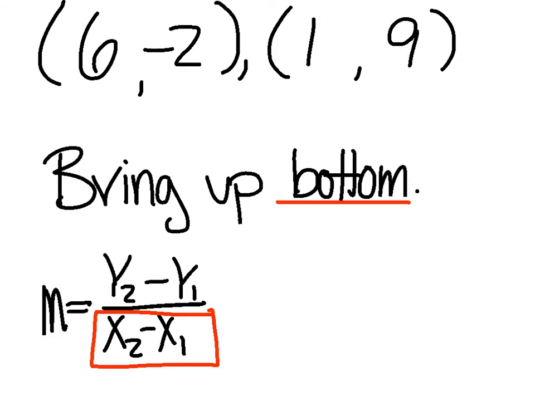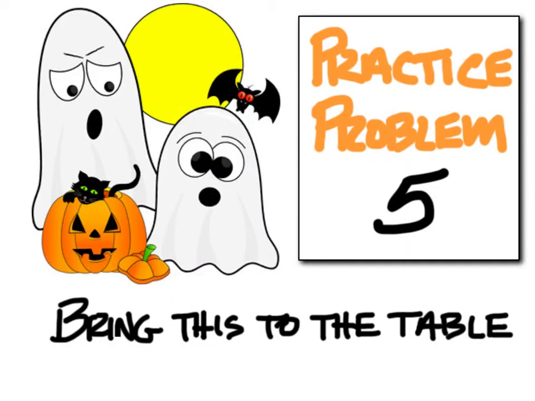Okay, bring up the bottom of these 2 points, the bottom of the equation. Okay, so it's x2 minus x1. Our x2 is 1 minus our x1, which is 6. So the answer should have been 1 minus 6.